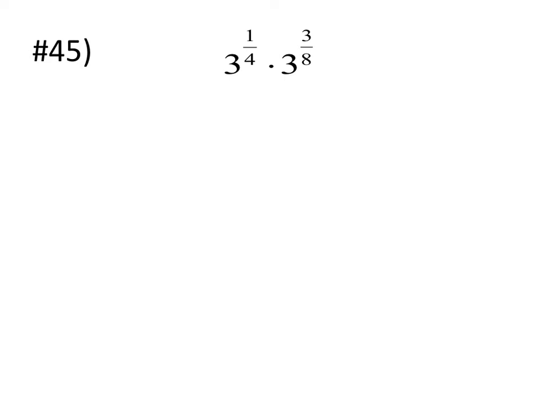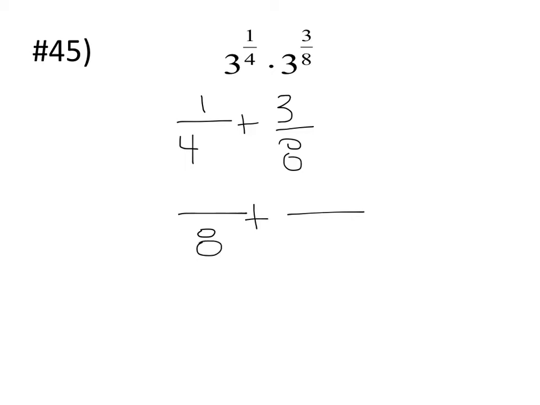Okay? Like bases, so you add the exponents. So it's 1/4 plus 3/8. We need a common denominator. In this one, my common denominator is going to be 8. So you say 4 goes into 8 2 times. 2 times 1 is 2. And then over here, 8 goes into 8 1 time. 1 times 3 is 3.